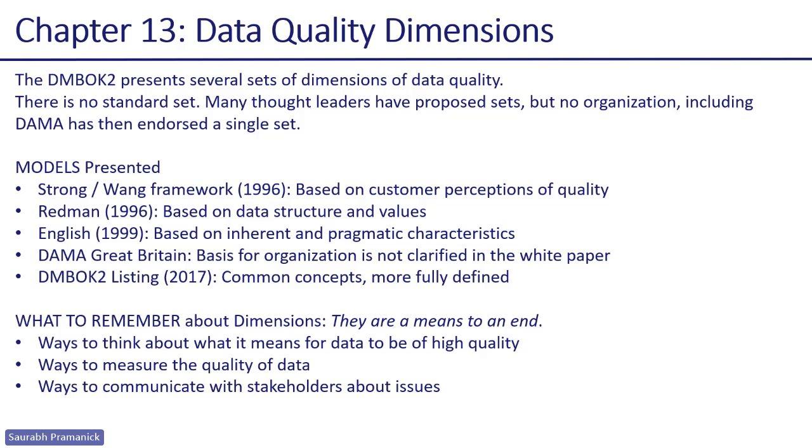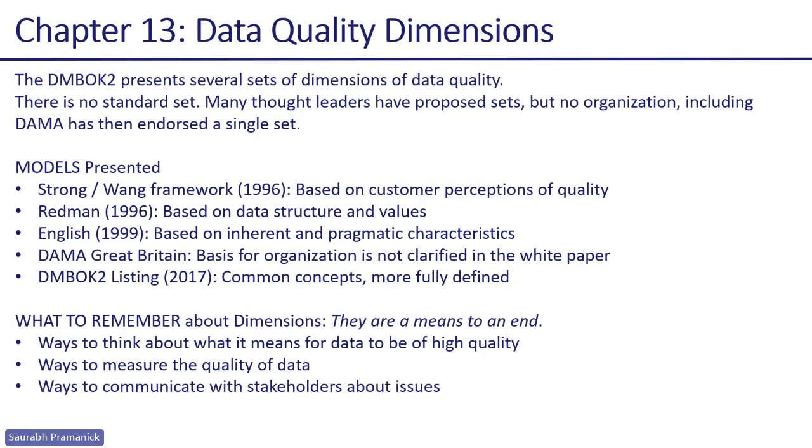From a data perspective, dimensions help you understand the different measures across which data quality could be measured. Different frameworks also exist. The Strong Wang framework in 1996 focused more on data consumers' perceptions of data. They gave 15 dimensions across 4 categories: intrinsic data quality, contextual data quality, representational data quality, and accessibility data quality.